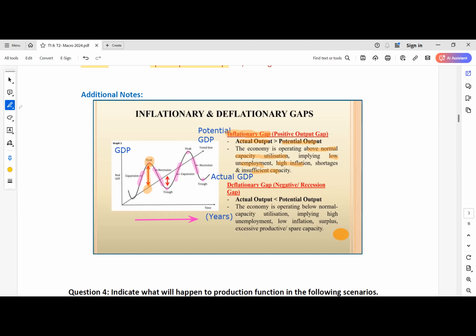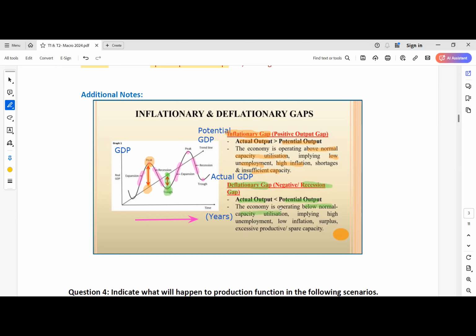Vice versa, if I look into the bottom here, the trough. When you look into here, you produce at here, but your capacity is here. Your potential GDP is here. So that means there is a gap here as well. You are producing below your capacity. So here we call it a deflationary gap, or you can call it a recessionary gap. That means a negative gap. That means the actual output is way lower than potential output. That means you are producing below the capacity of the economy.